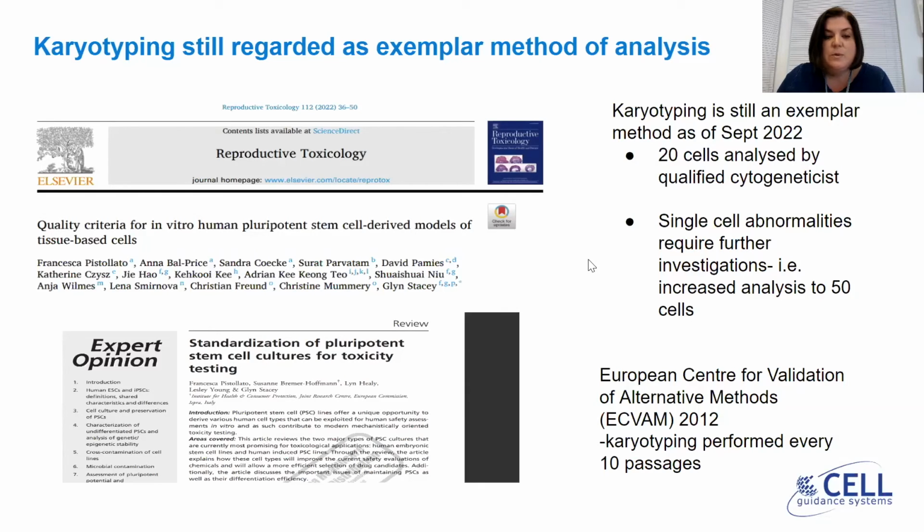It's also important to consider how often you should be karyotyping your cells, as we know that some of the cytogenetic abnormalities such as 20q gain can confer proliferation advantage within as few as 5 passages. So the guidance for this probably comes from the European Centre for Validation of Alternative Methods. They had a series of workshops in 2007 and published a paper in 2012, and they recommend karyotyping every 10 passages.